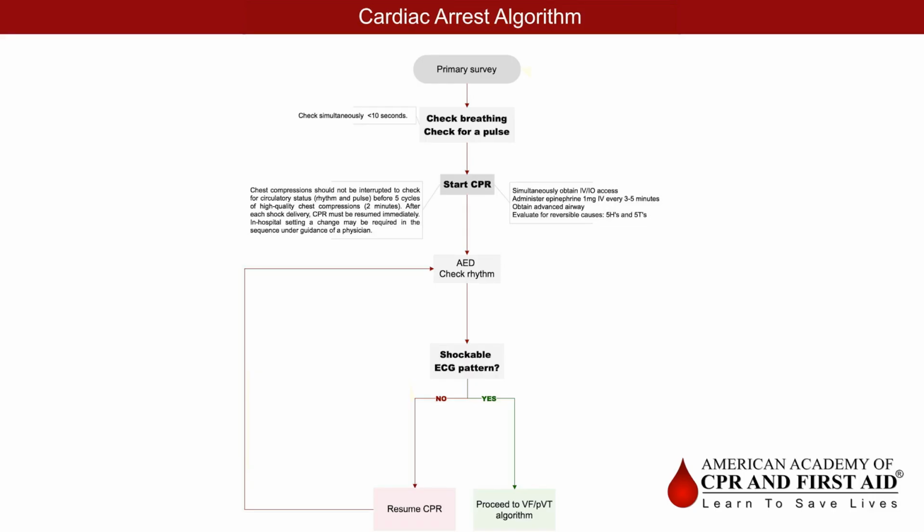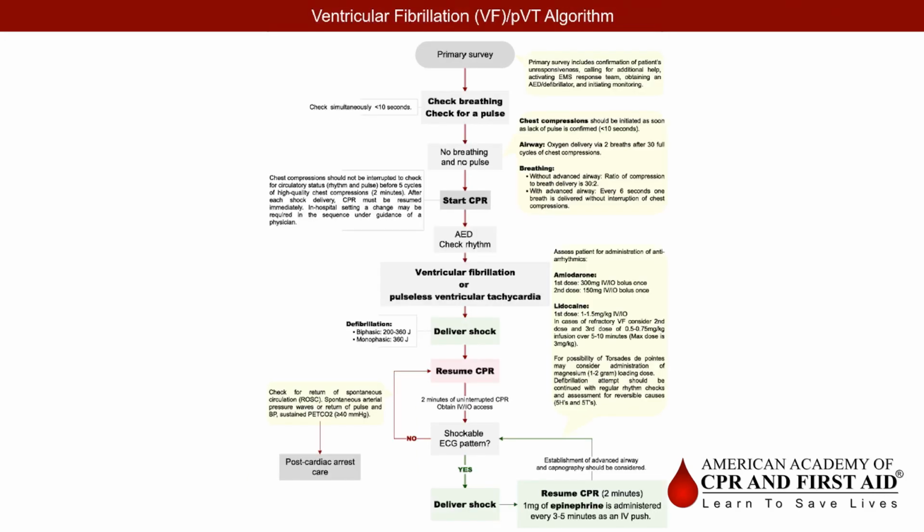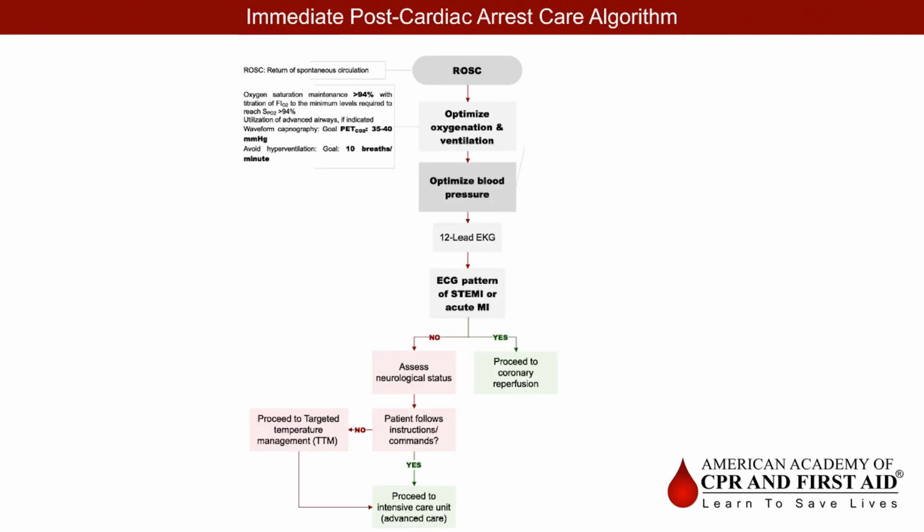Continuously follow the algorithm until the return of spontaneous circulation, known as ROSC, is achieved, or there is an agreement to cease efforts. For patients who do achieve ROSC, post-resuscitation care should begin immediately. Targeted temperature management or therapeutic hypothermia may help the brain recover from oxygen deprivation. Targeted temperature management is considered after ROSC if the patient does not regain consciousness.